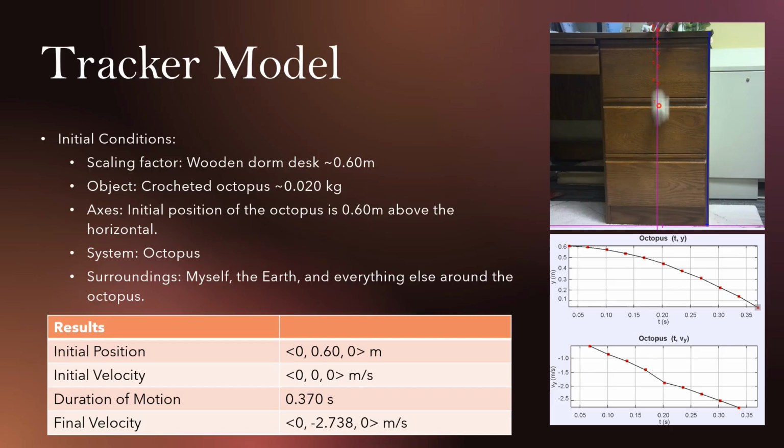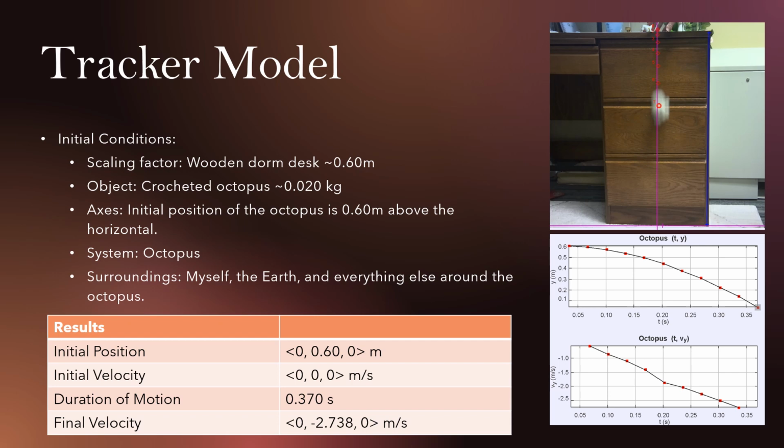There's a scaling factor of the wooden dorm desk, which is around 0.6 meters tall. The object was the octopus, which was 0.02 kilograms. The axis has the initial position of the octopus at 0.6 above the horizontal. The system was the octopus, and the surroundings included myself, the earth, and everything around the octopus. The initial position was 0.6 on the y, the initial velocity was 0, and the duration of motion from when the octopus was released until it hit the ground was 0.37 seconds, and the final velocity is as follows below.